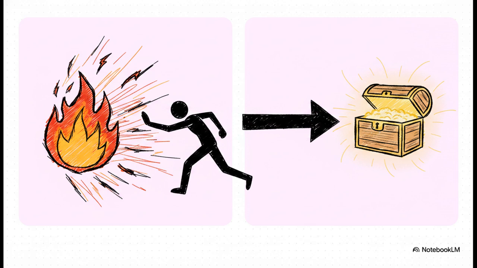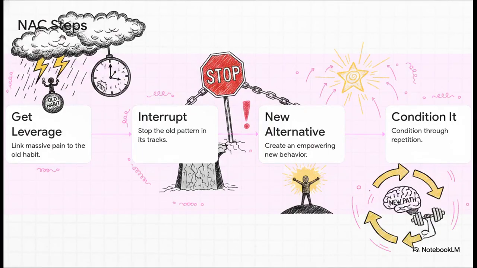If you're trying to change a behavior but you just keep failing, it's not a lack of willpower. It's simply because you subconsciously associate more pleasure with the old bad behavior than you do pain. So, to take immediate control of your life, you have to completely rewire this pain-pleasure dynamic. Robbins calls this neuroassociative conditioning. It's basically a 4-step process. First, you've got to get leverage. You must link massive, truly unbearable pain to your old habit.